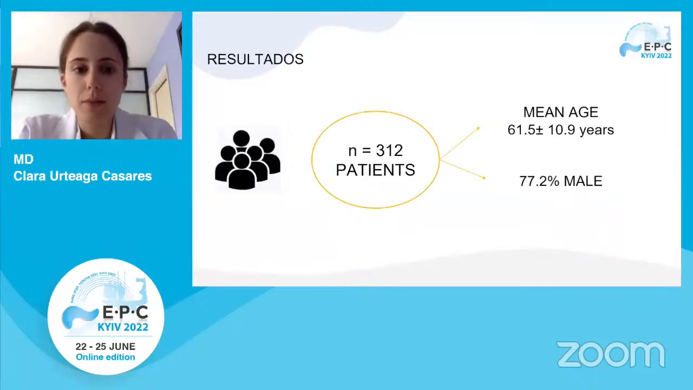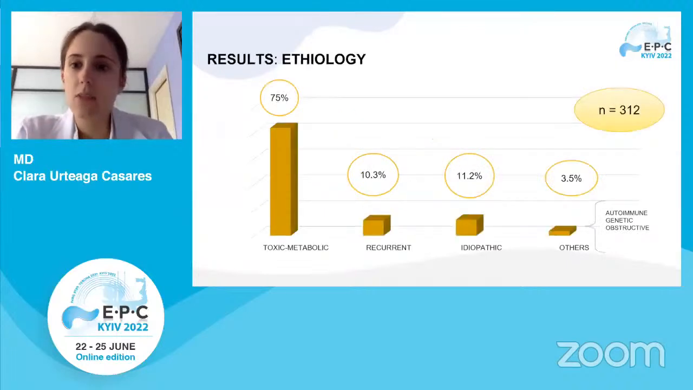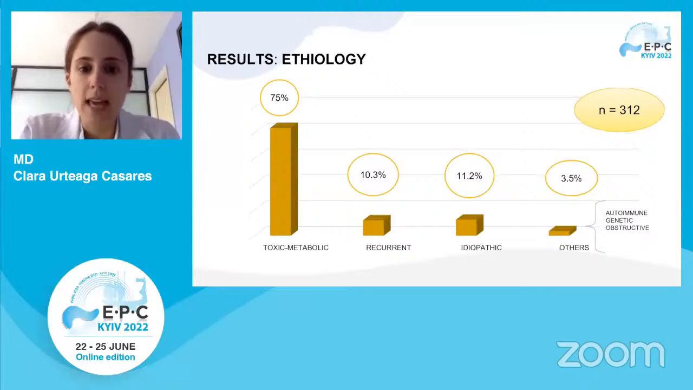We got a total of 312 patients with a mean age of 61.5 years and with a clear male predominance, with up to 77.2% of patients being men. And if we look at etiology, according to the TIGAR-O classification, there is a majority, 75% of patients suffering from a toxic metabolic chronic pancreatitis, followed by really equally recurrent pancreatitis and idiopathic pancreatitis. And there was a minority of patients with autoimmune, genetic, or obstructive pancreatitis.